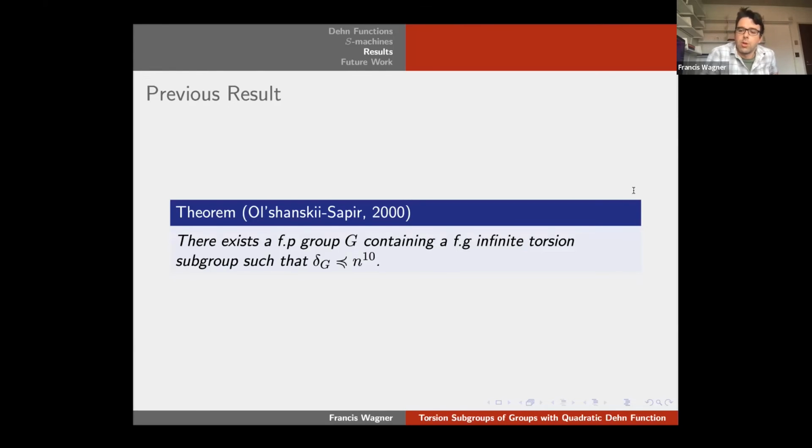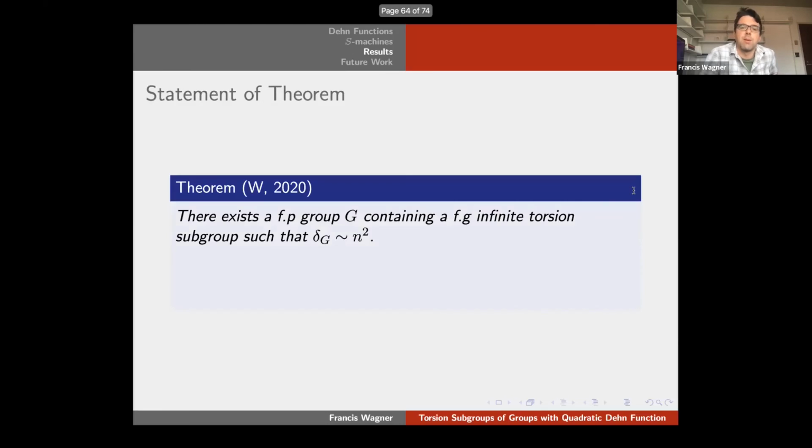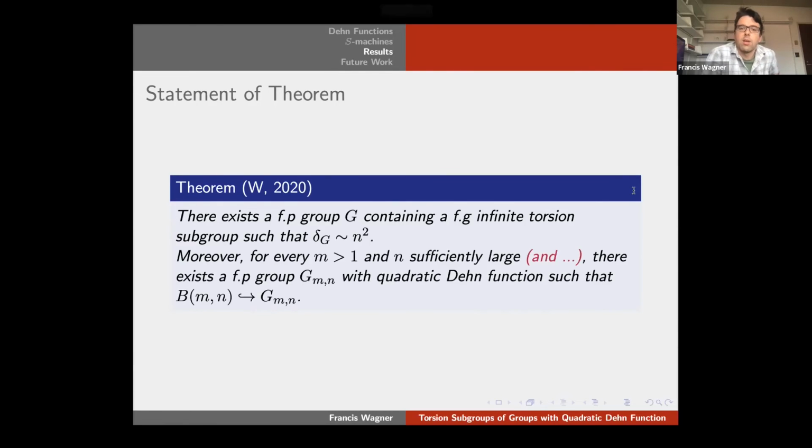Okay. So using this S machine sort of coding, what I was able to do was to optimize this. I was able to construct a finitely presented group which has quadratic Dehn function and has a finitely generated infinite torsion subgroup. And in fact, we can do better. For any m and n sufficiently large, m can be any number bigger than 1, n needs to be sufficiently large and satisfy some nice properties that I want to get into, I can construct a finitely presented group containing a subgroup isomorphic to the free Burnside group B of m.